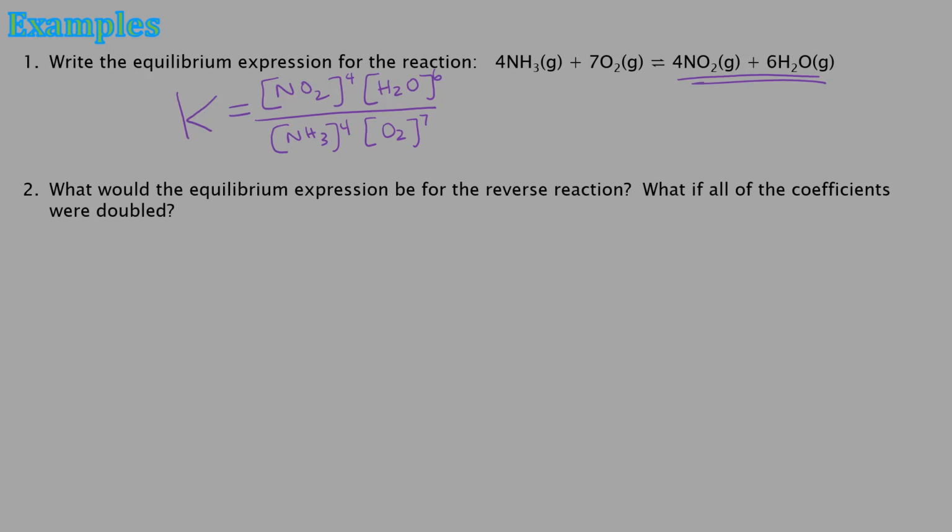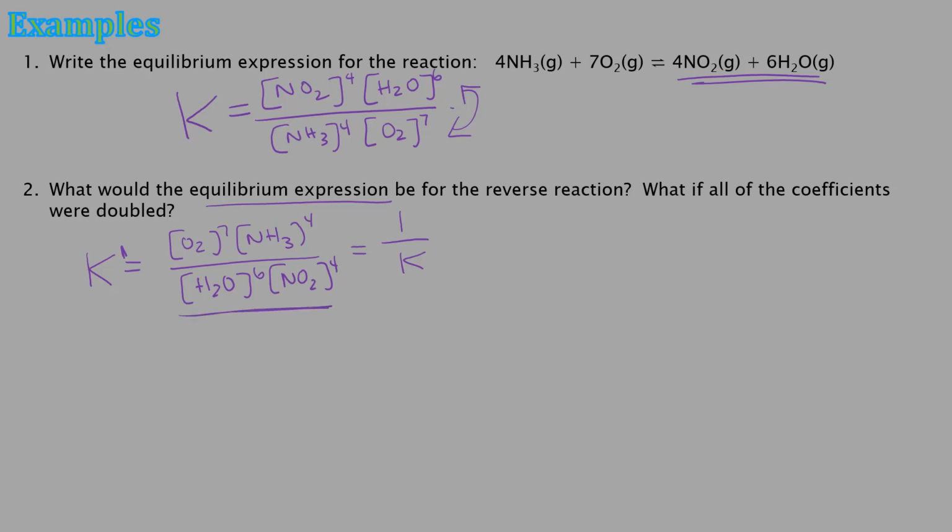All right, and then if we wanted to reverse this expression for number 2, then I would end up flipping this thing over, right? So I could say, and I'm going to call this K prime, like a little apostrophe. The expression would be O2 to the 7th times NH3 to the 4th over H2O to the 6th times NO2 to the 4th, right? So that's flipped. You could also say that it's equal to 1 over K, because if we take this one and we invert it, then we end up with this right here.